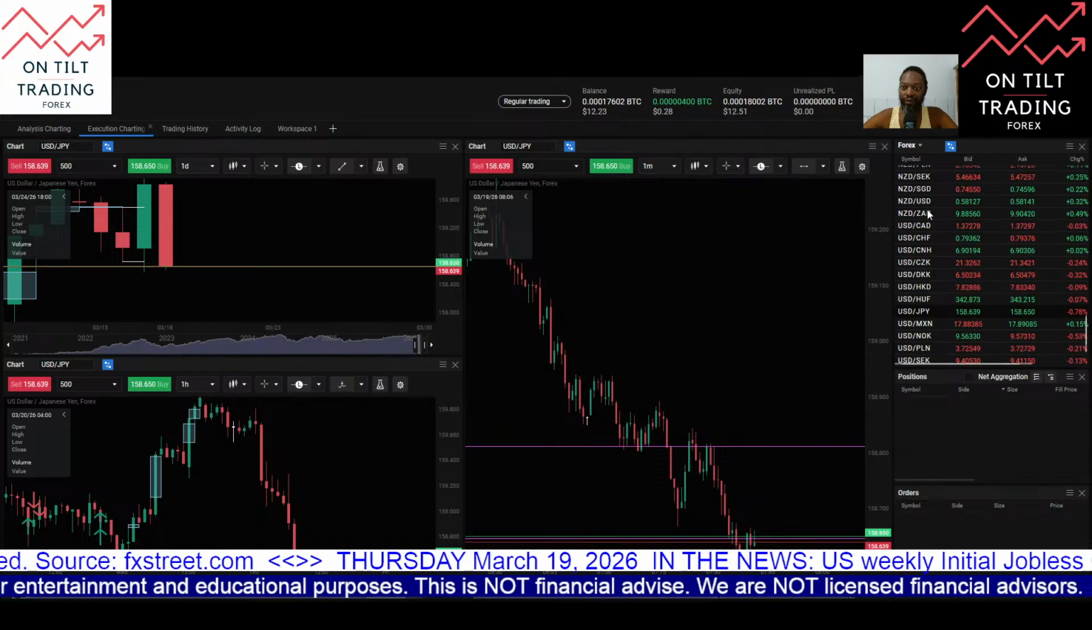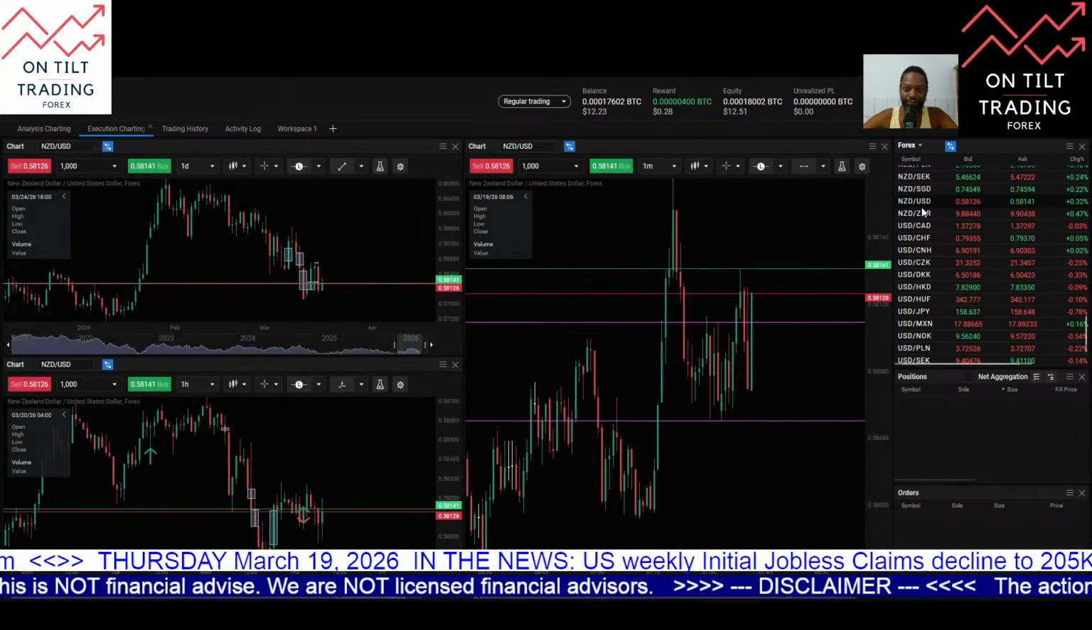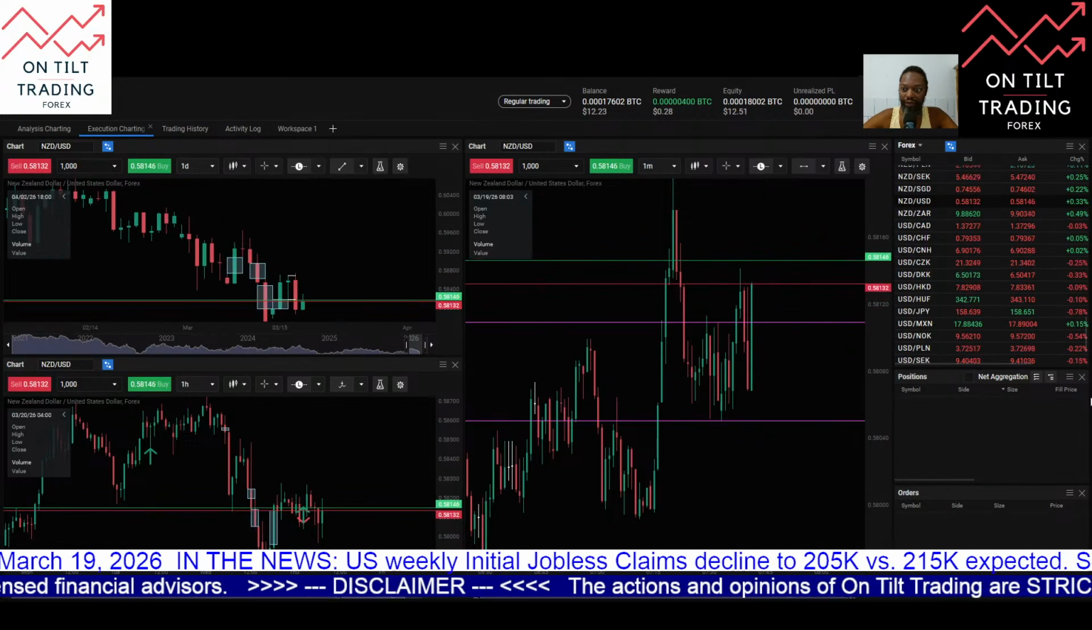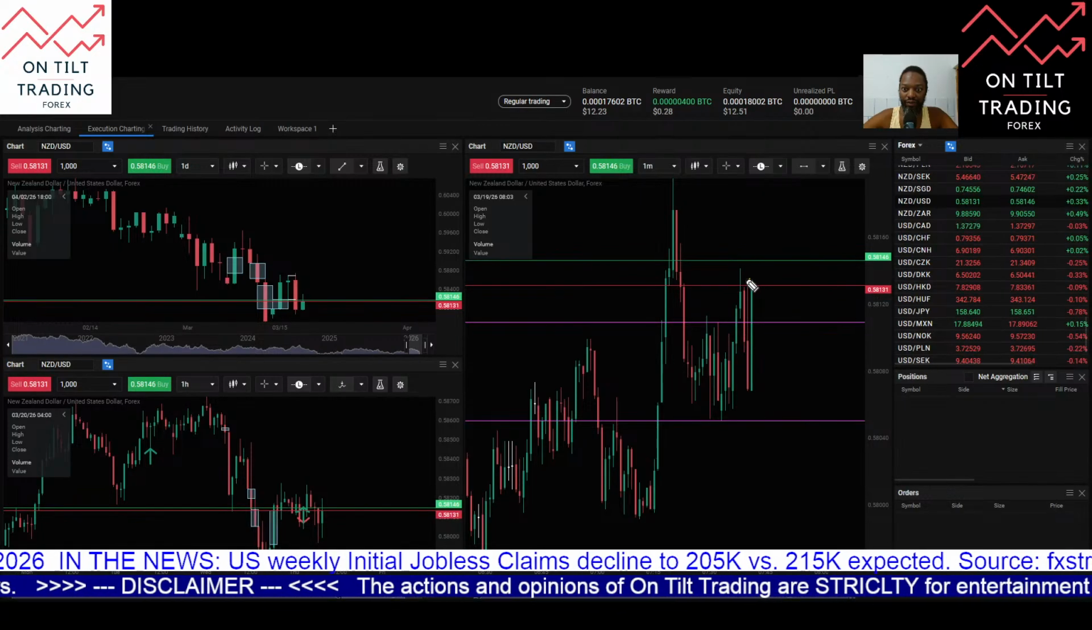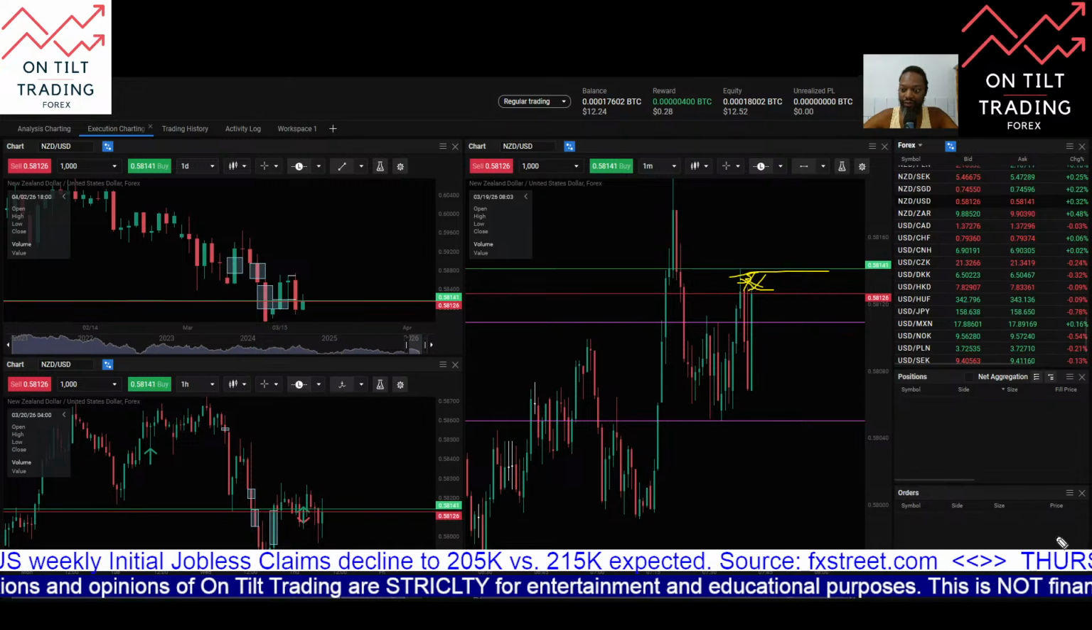Here on dollar yen. And we can see Kiwi dollar pulling back, sweeping out that liquidity that I just mentioned here. Now that liquidity's been swept.